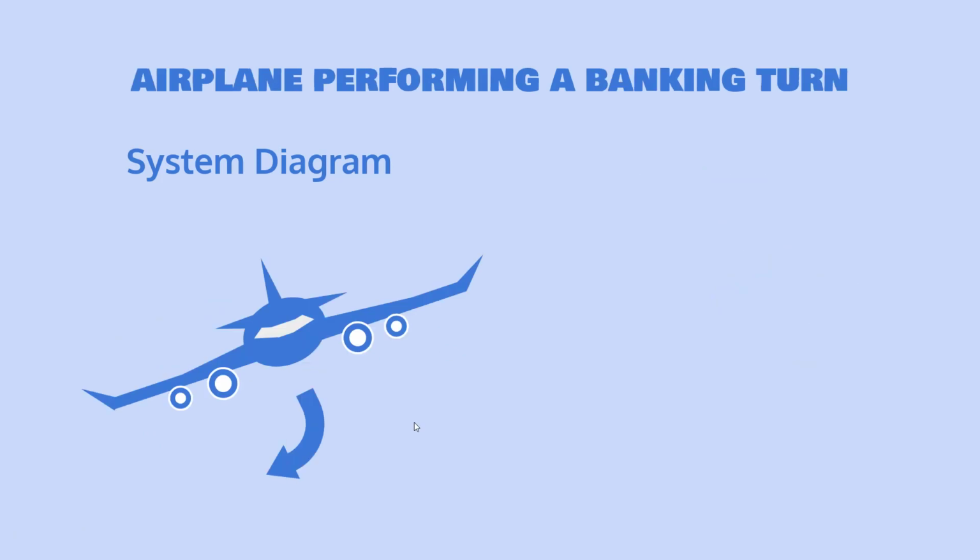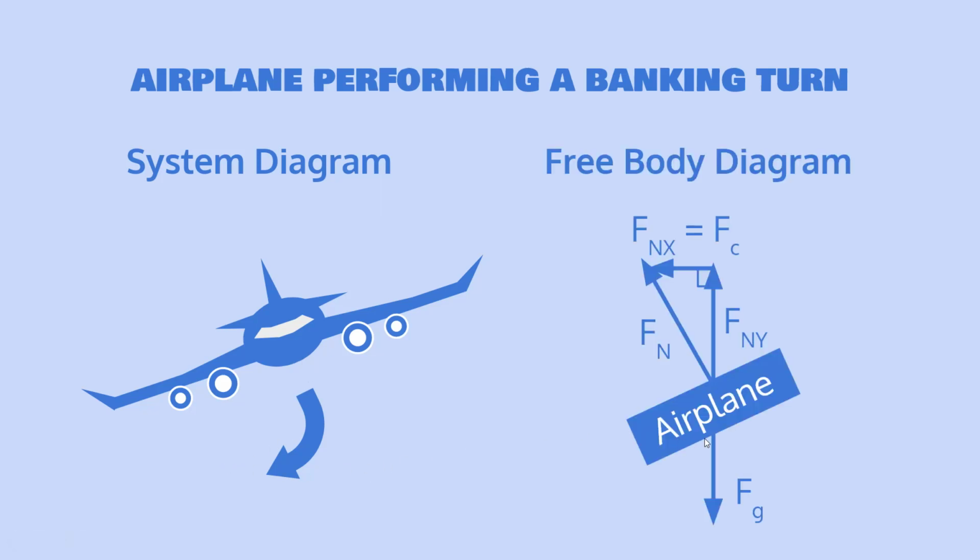So here we have an airplane performing a banking turn, and that means it's kind of tilting itself in the air and it's going to end up turning in this direction. So in the free body diagram, we have the force of gravity that's pulling down. But at first I didn't know what other forces are actually here. Like, why does the airplane stay up in the air? Well, this is going to be caused by a normal force of the air acting on the plane.